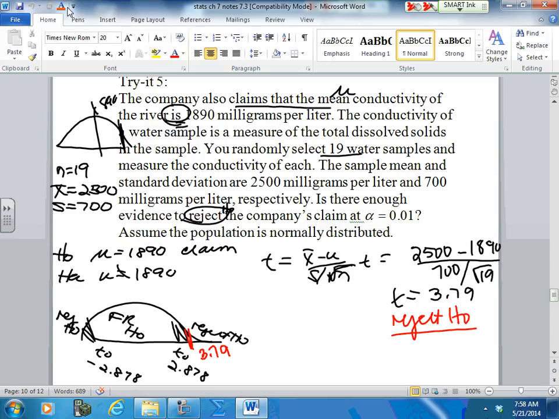Okay, so now you're not liking the claim. So you follow your chart. If you reject H0 and your claim was H0, there is enough evidence at a level of significance of 0.01 to reject the company's claim that the conductivity of their river is 1890 milligrams per liter. Good? Everybody can do this?